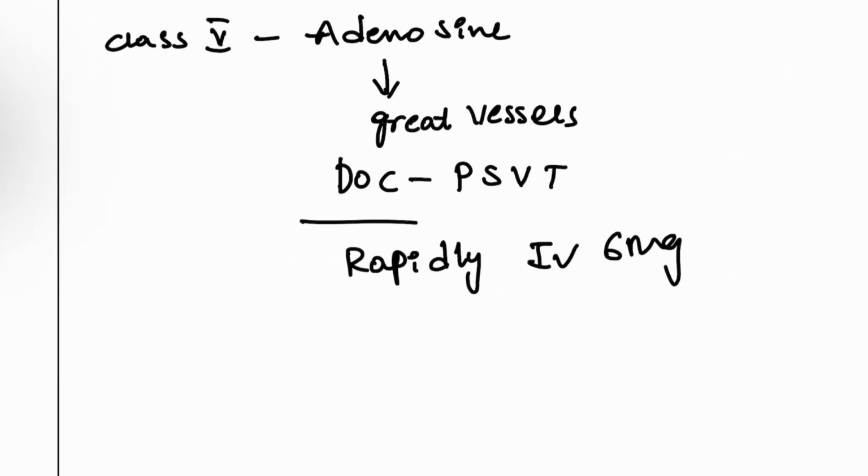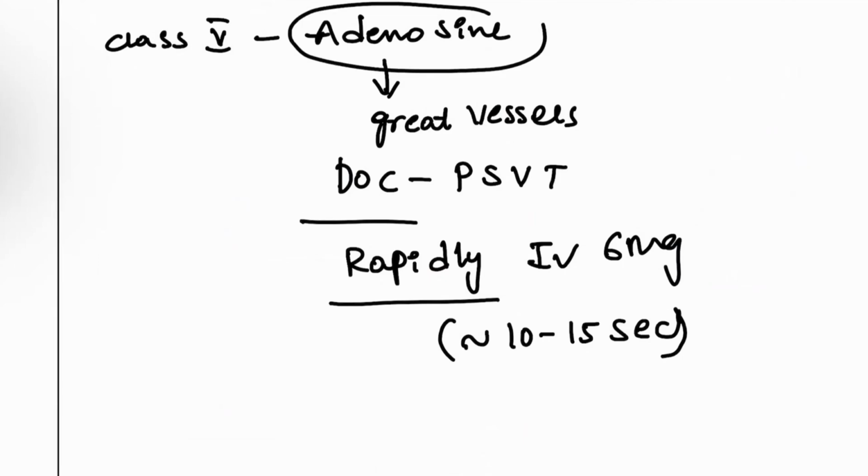Immediately to the patient. Why are we giving it rapidly? Because adenosine's half-life is just 10 to 15 seconds only. Immediately you have to push it. We can give this drug to the patient, but it is avoided in asthma patients and it can cause flushing and an immediate decrease in BP for these patients.